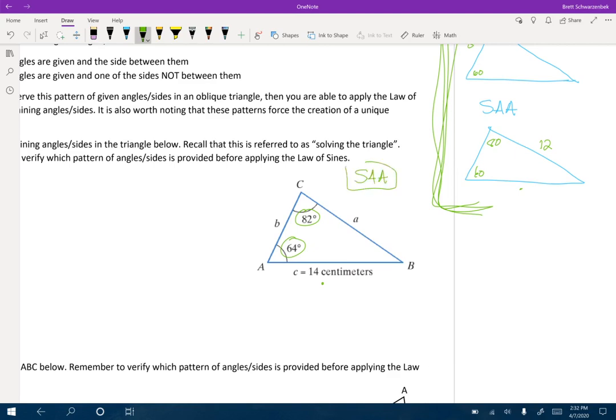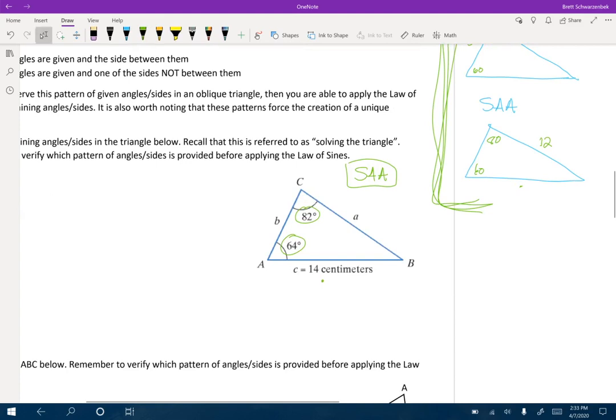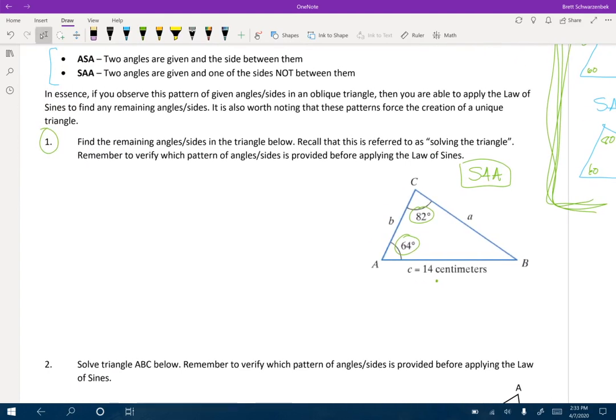You can even see in the pattern that the S is not between the A's. The other pattern is ASA over here, where you can see the S is between them. Here, the S is not between them, so that is the pattern. Once you know that the pattern is SAA, you can now use the law of sines and be able to get your result.